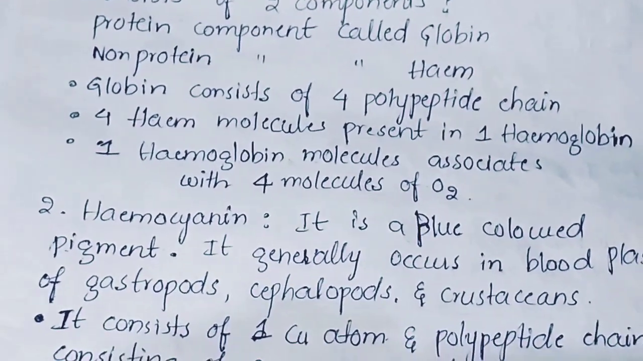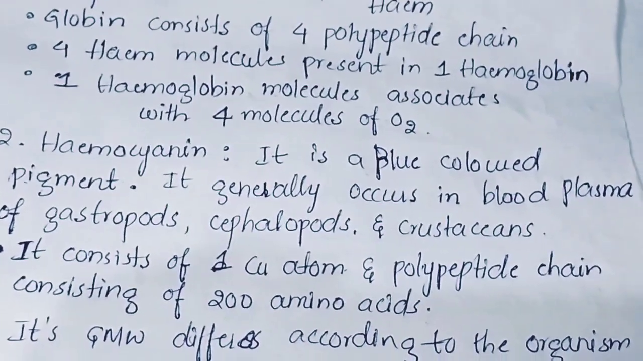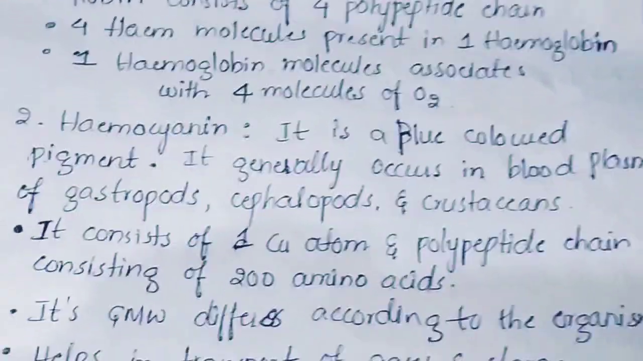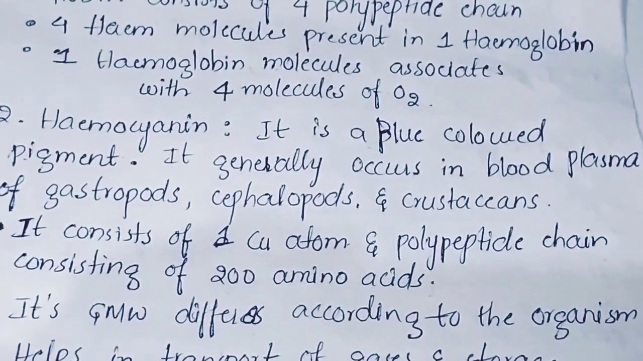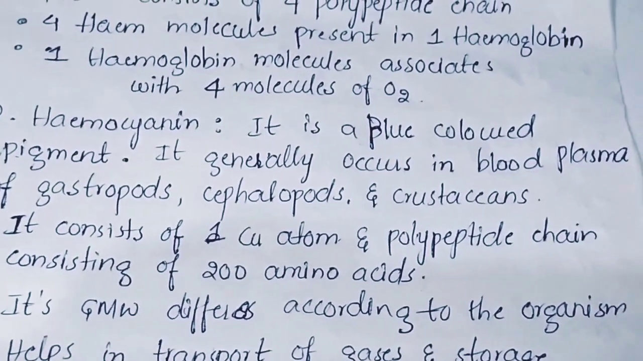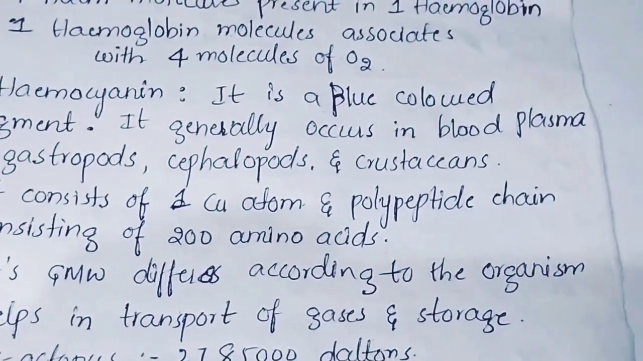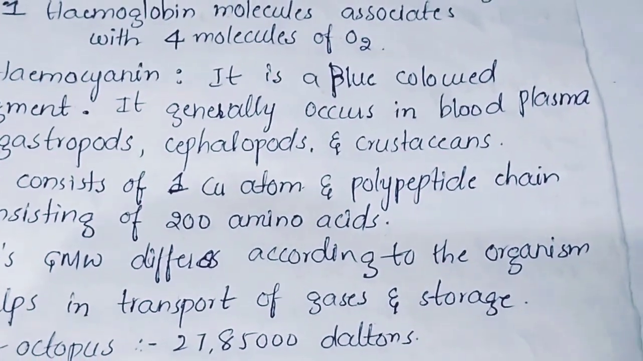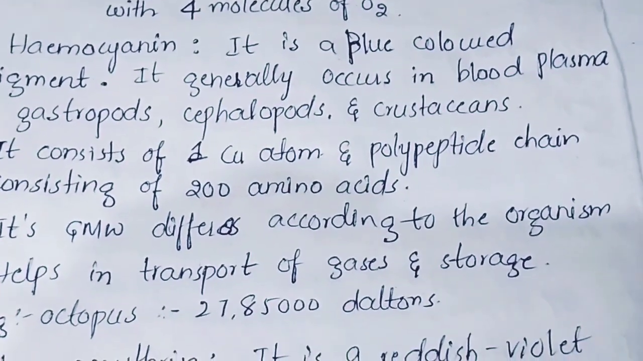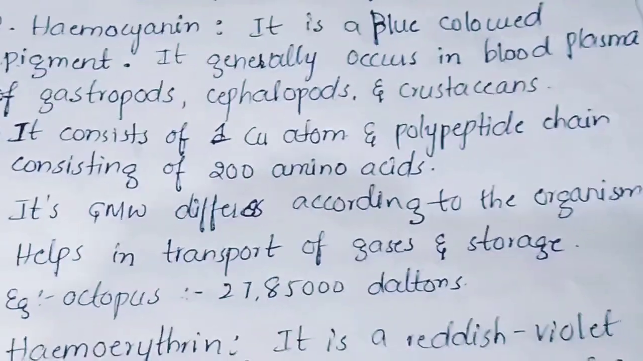Then the second one, hemocyanin. Hemocyanin is a blue colored pigment and it occurs in the blood plasma of gastropods, cephalopods, and crustaceans. It consists of a copper atom and a protein part, which is a polypeptide chain composed of about 200 amino acids, and its molecular weight differs according to the organism. Likewise, in octopus, it is about 27 lakh 85,000 Daltons. As usual, it helps in transport of gases and storage.